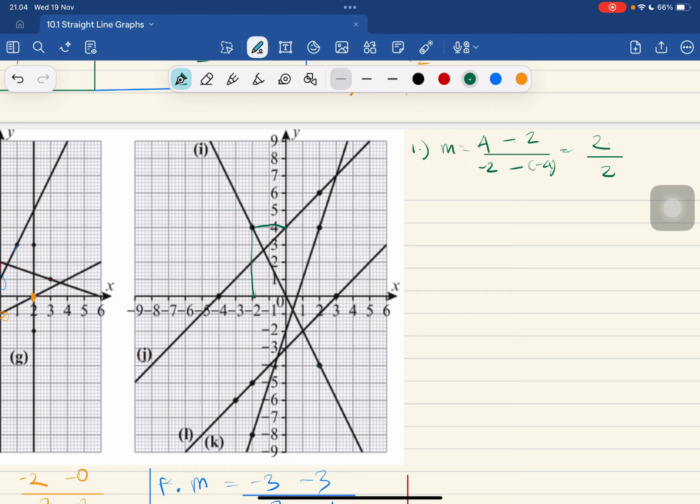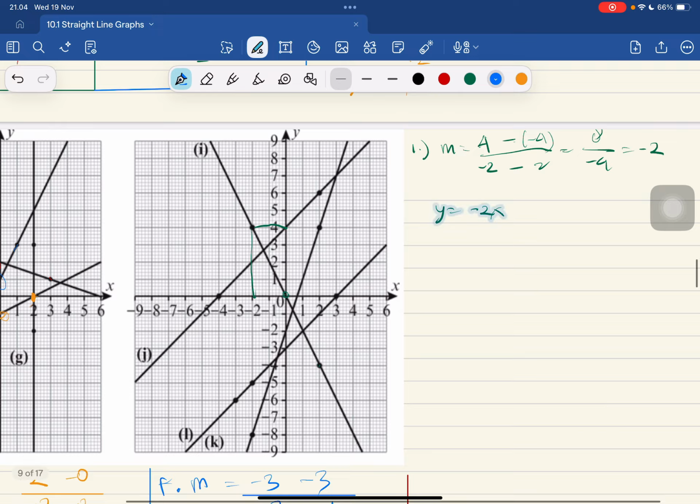4 minus 2 is 2. 2 minus... by -4. Okay, let's check it again. This is the y. I apologize. So y is 4 and x is 2. So this is -4 and not -2, is 2 only. So it's going to be 8 divided by -4, or the gradient is -2. So y equal to -2x. Okay, intercept is 0. So y equal to -2x.